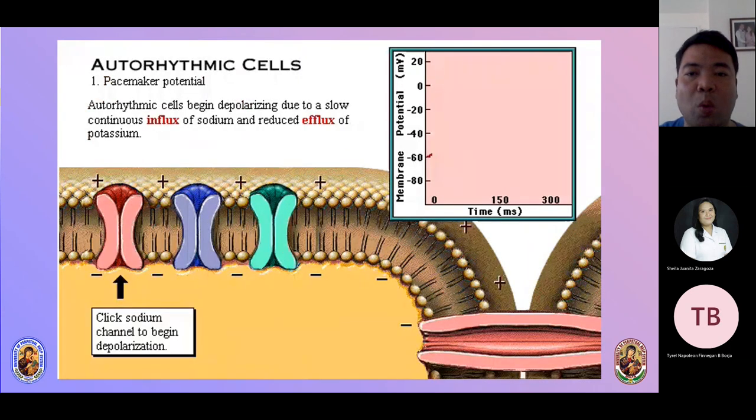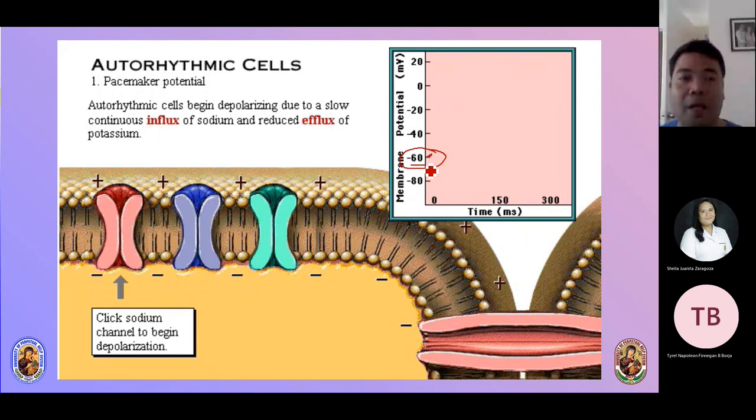As we have said earlier, what is the resting membrane potential of most nodal cells or autorhythmic cells? It is negative 60 millivolts. But that negative 60 millivolts is not constantly maintained because of the slow, continuous influx of sodium. This sodium channel is open continuously. For purposes of discussion, so that you will appreciate the effect of its opening, we close it first so you can see that it is at negative 60 millivolts. But when it is open, this is what happens.